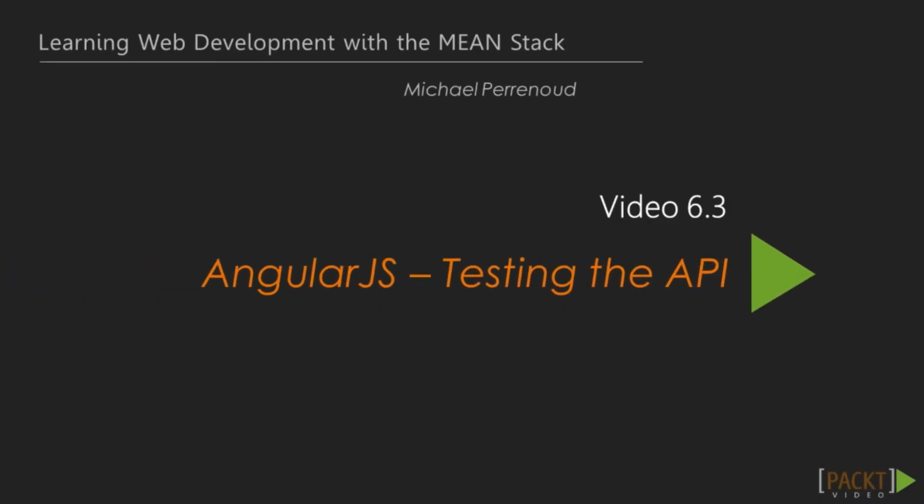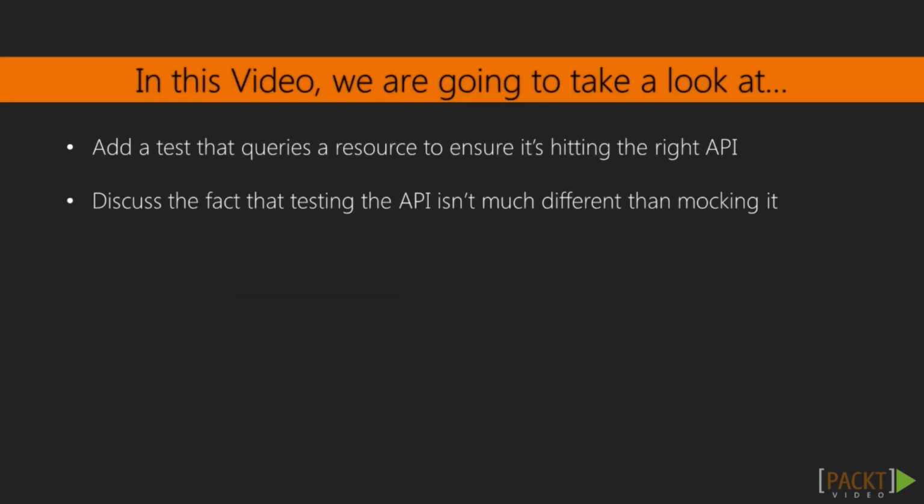In our previous video, we talked about testing the API server-side. This was really a pretty complex process because we had to mock up quite a bit of stuff. The server is harder to test because it has so many more dependencies in the form of integrations, like Mongo. This is the third video in the course. In this video, we will be covering how to build a test that will test the API in Angular and also discuss how similar testing the API is to mocking the API.